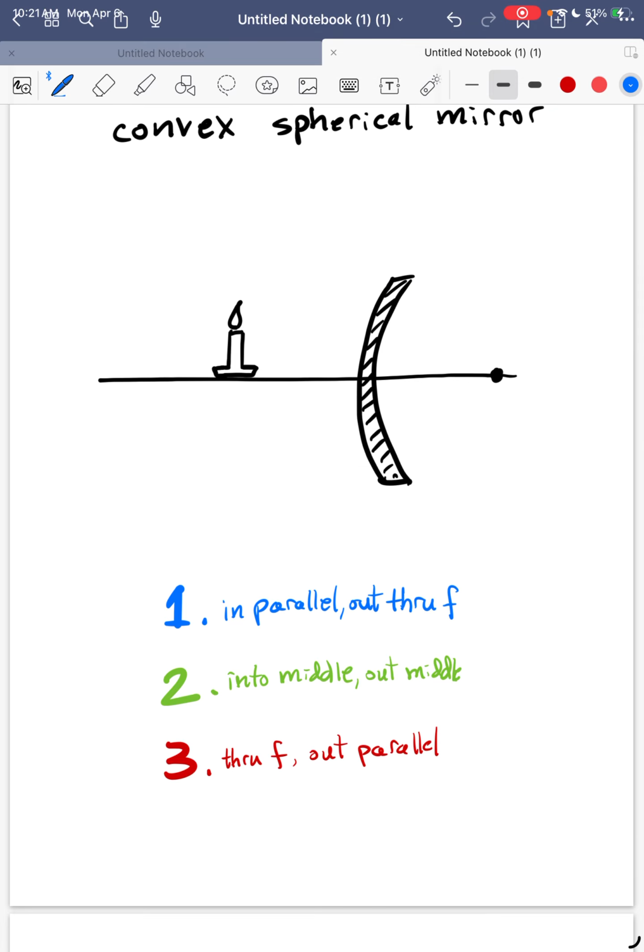So the first ray, number one, is in parallel, out through the focal point. So we go in parallel to the optical axis, and when it hits the mirror, it behaves as if it's coming from this guy here. So it's going to come out like that. It's going to bounce off that way. And so it bounces off looking something like that. So that's the blue one.